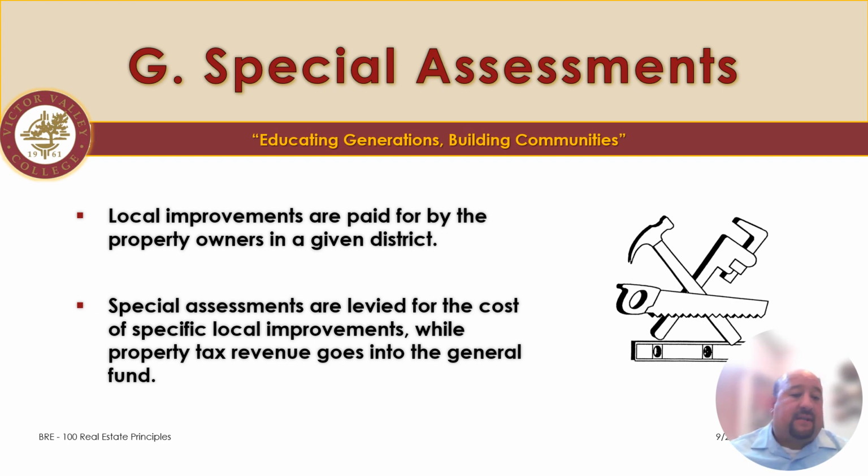So special assessments are levied for the cost of specific local improvements, again, fire, police, schools, parks, and roads, while property tax goes to the general fund. So property tax goes to the county, but these special assessments are levied and they pay the bonds back that the developer initially took in order to build all of those things that are required to do a community.